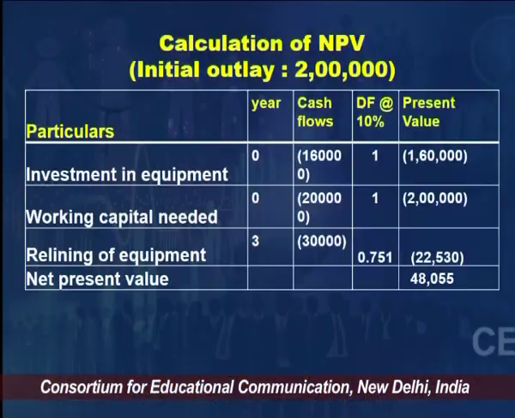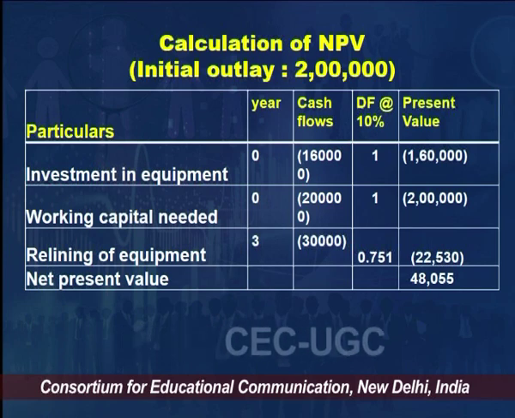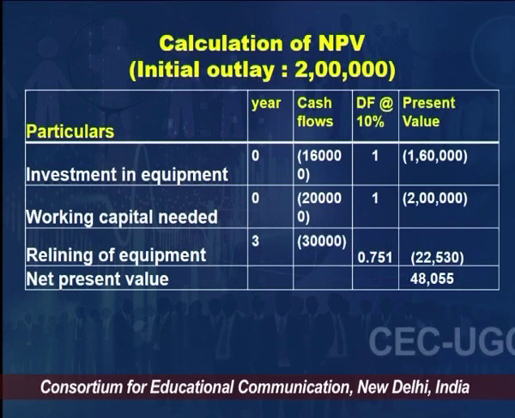So, if we total the outflows and we total the inflows, the present value of inflows and the present value of outflows, which was there in the last column of the table, the difference between the two is the net present value. In this case, it is coming out positive, 48,055, right. So, it is there in front of you. This 48,055 is your positive net present value.